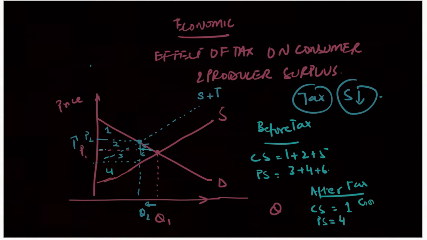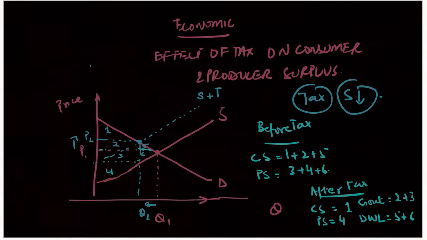So what is taken by the government? 2 plus 3. And what is the deadweight loss? This 5 plus 6 is the deadweight loss that goes to nothing. That means it is the overall loss to the economy of taxes.